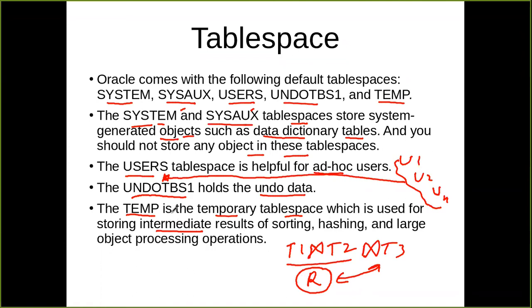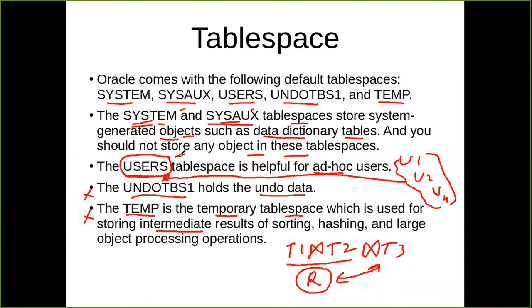So temp is a table space used for storing all such data that is generated during the execution of a query, the intermediate data. These table spaces should not be used by the end user. For example, users 1 up to user n, any number of end users, should not use the undo table space, the temporary table space, or the system or sysaux table space. By default, they are allocated the users table space, but you can create your own table space that is specific to that particular user.